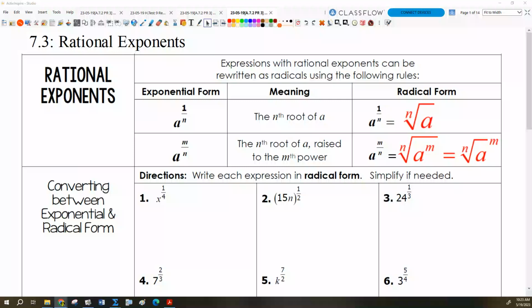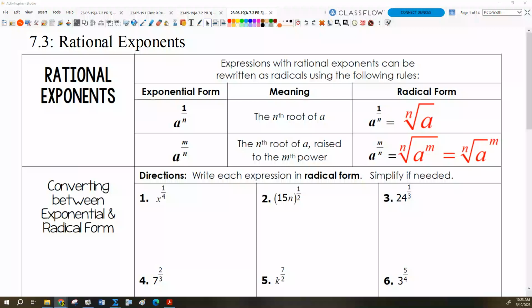All right, so we're going to introduce a new concept here. It's writing radicals as rational exponents. This is really useful to us because a lot of times when we're simplifying more complicated expressions involving radicals, radicals are a little clumsy.